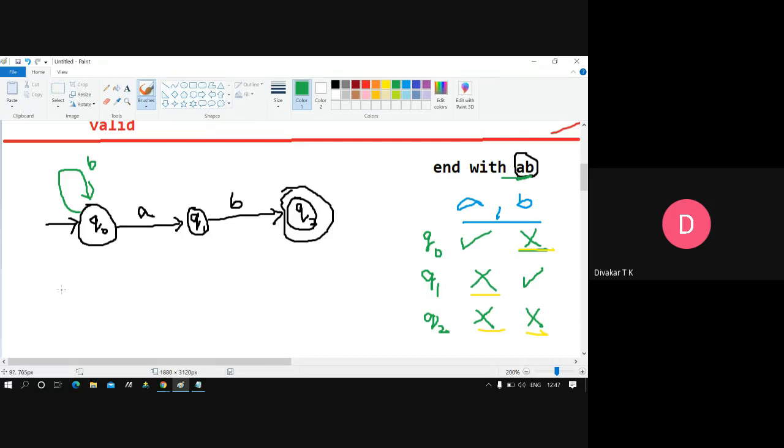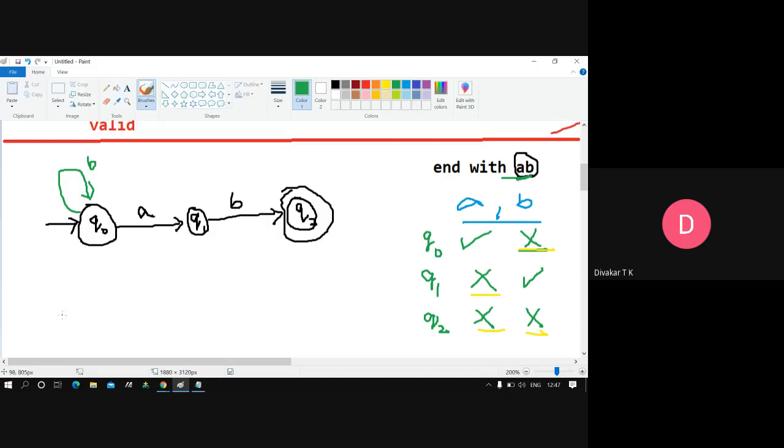Self loop means you can read or you can skip that symbol. But even though you read it, it should not affect the ending AB. Okay? Mark my words. I know that you have not understood fully. You'll understand, don't worry.